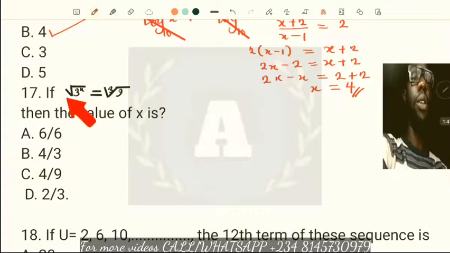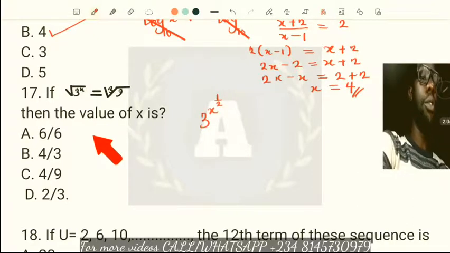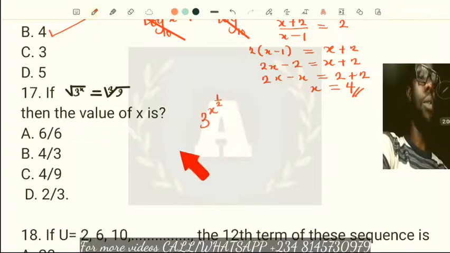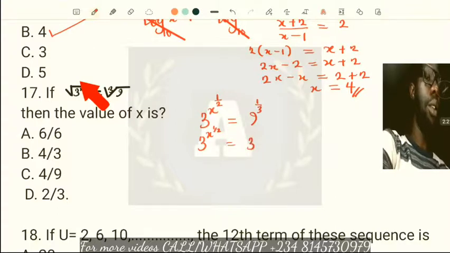This question said the square root of 3 raised to the power x, raised to the power of 3, is equal to the cube root of 9, right? So now this is the same thing as saying you continue from here, 3 raised to the power of x, raised to the power of 1 over 2, is equal to 9 to the power of 1 over 3, right? So now from here you say 3 to the power of x to the power of 1 over 2 equals 3 to the power of 2.